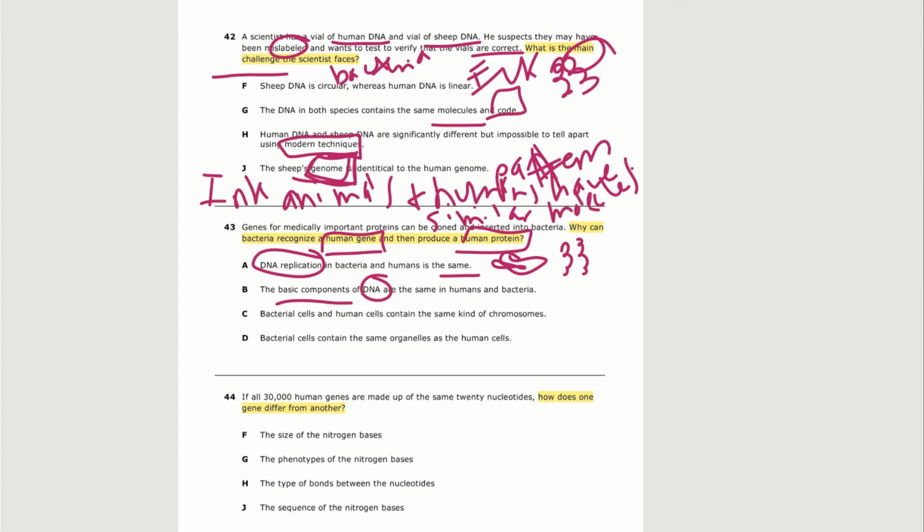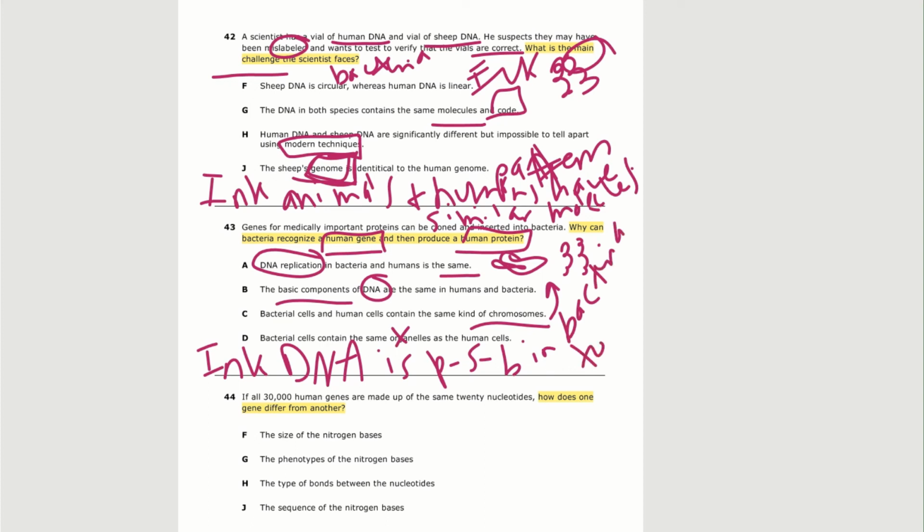Bacterial cells and human cells contain the same kind of chromosomes? No. DNA, yes, but the same type? No, we have linear, they have circular. Bacteria cells contain the same organelles as the human cells. Do bacteria have organelles? No, they don't. I now know DNA is phosphate, sugar, base in bacteria too. So we all have similar DNA molecules, guys.